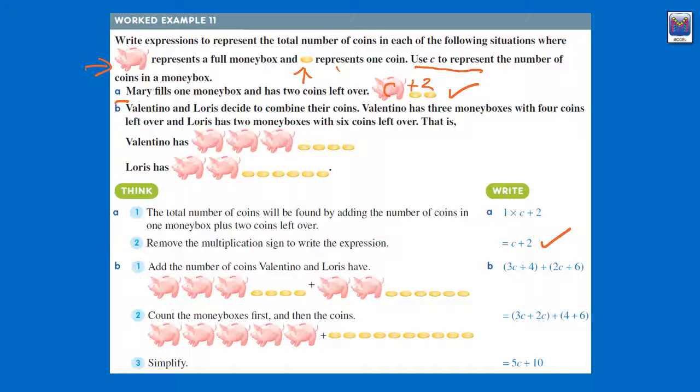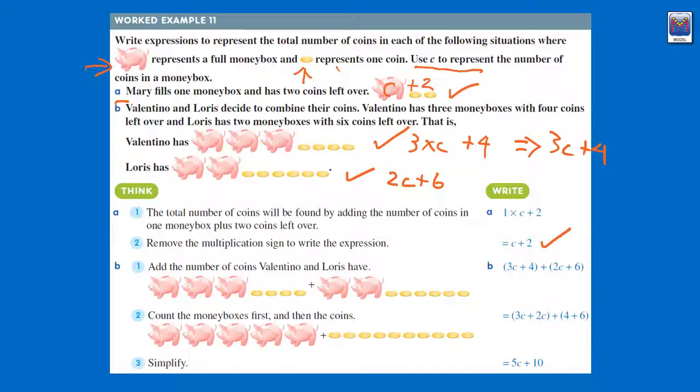All right, part B, Valentino and Loris decide to combine their coins. Valentino's got 3 money boxes with 4 coins, 3 little piggies plus 4 coins, and Loris has 2 money boxes and 6 coins. So if we think about them individually, Valentino's got 3 times C plus 4. Or another way to write that is 3C plus 4. All right, and C is the number of money boxes that are full, plus 4 extra coins. Loris has got 2 money boxes, so that's 2C plus how many other coins?